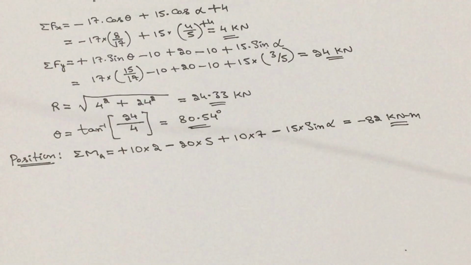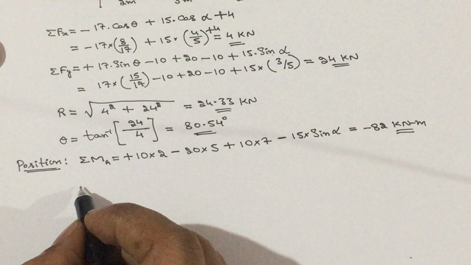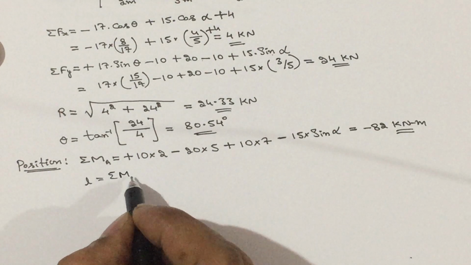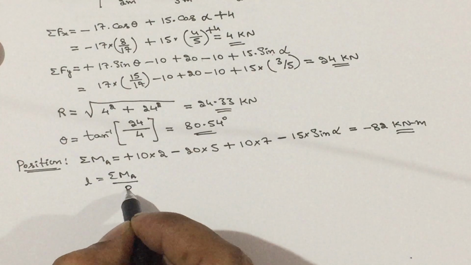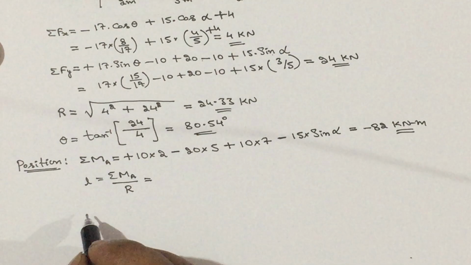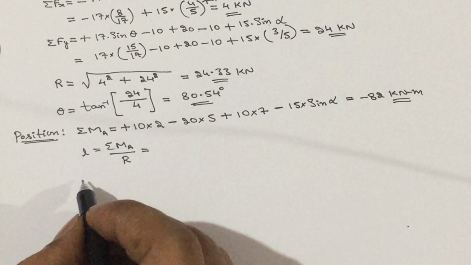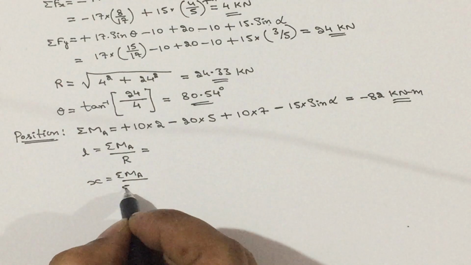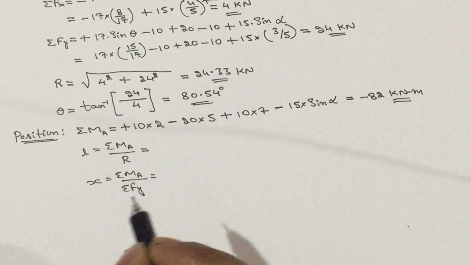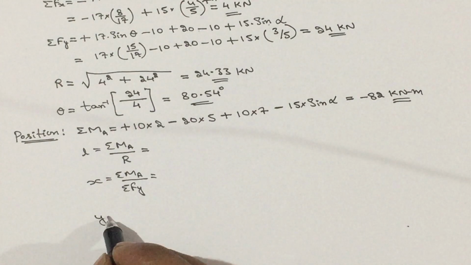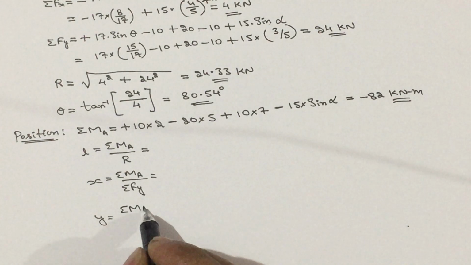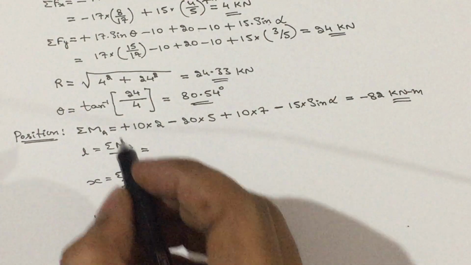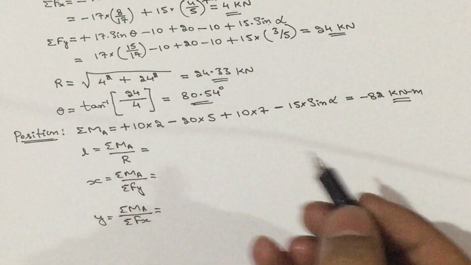Now let us calculate the positions. The perpendicular distance is given by sigma MA divided by R. Then x-intercept is given by sigma MA divided by sigma Fy. Then y-intercept is given by sigma MA divided by sigma Fx. So just the formulas, substitute and get the answer.